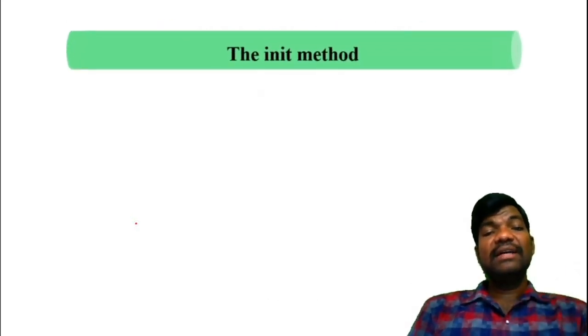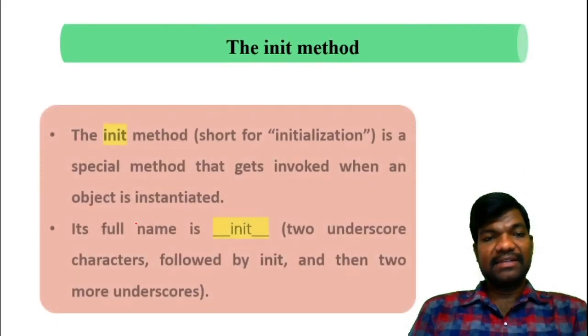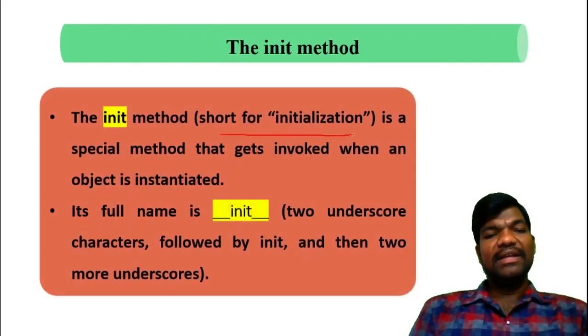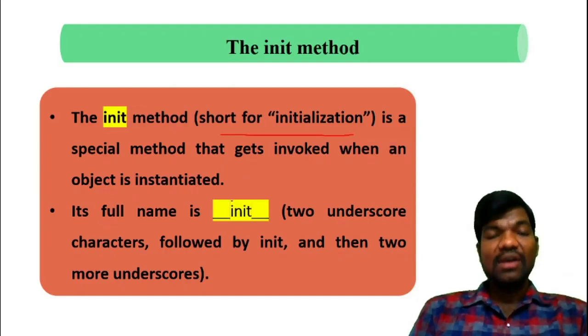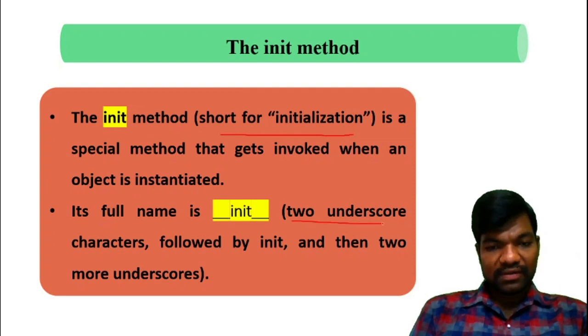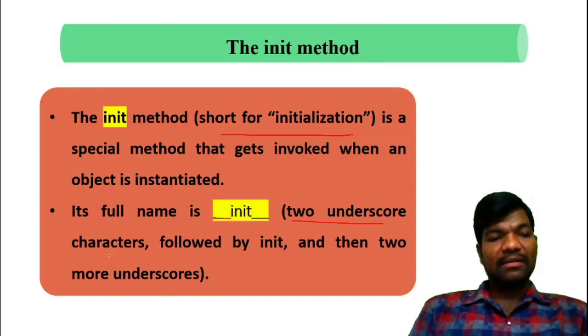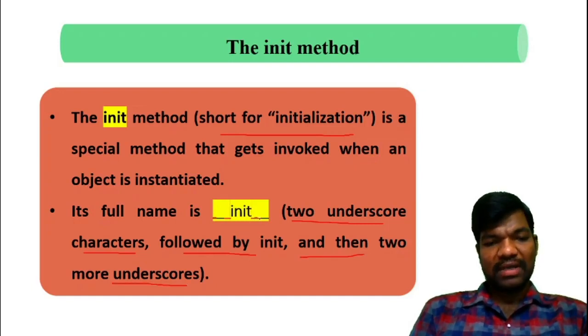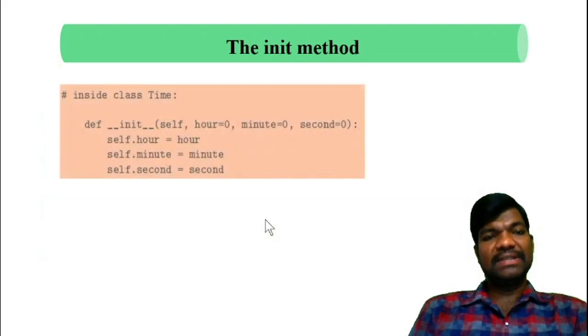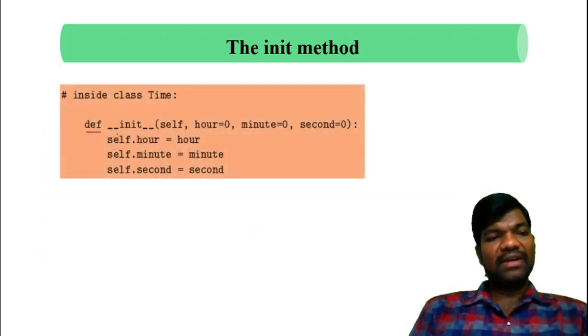Next, coming to the init method, that means initialization. We use initialization because we initially give some values. How do we write it? Two underscores, then init, then two more underscores. Let's get into one example. So I define one function to initialize.